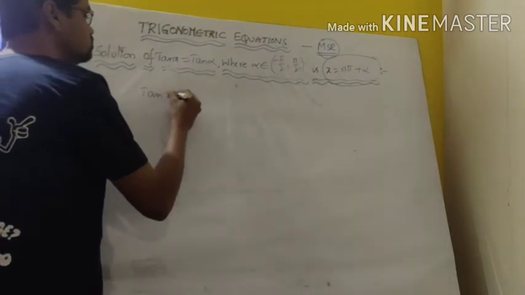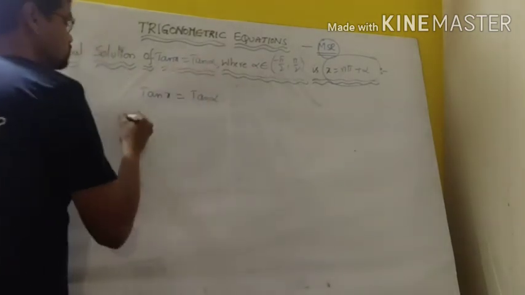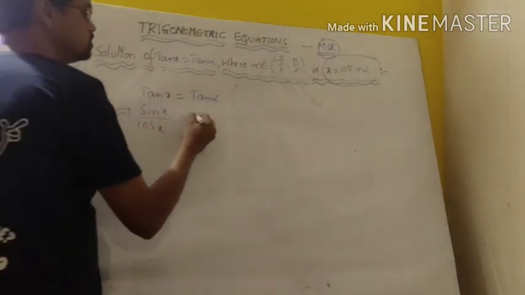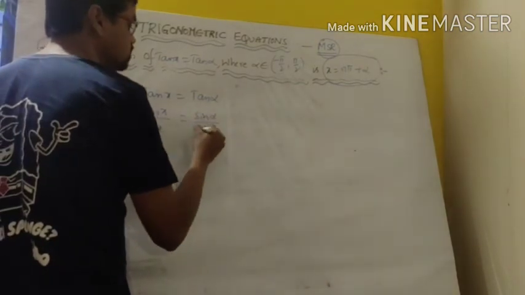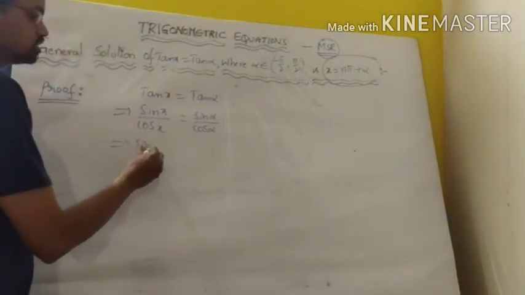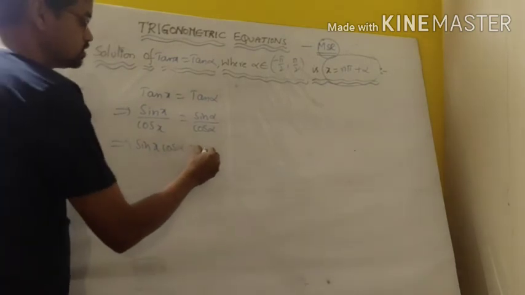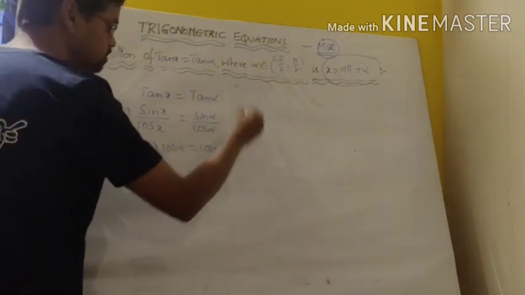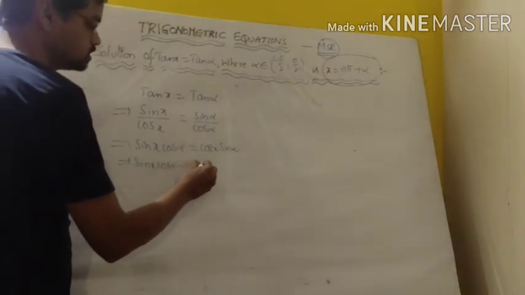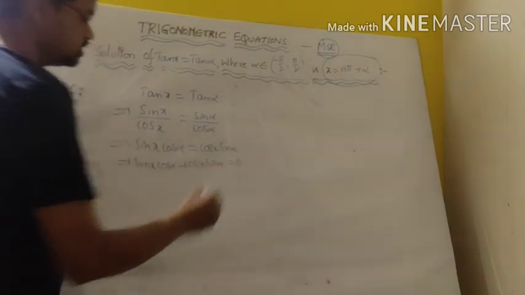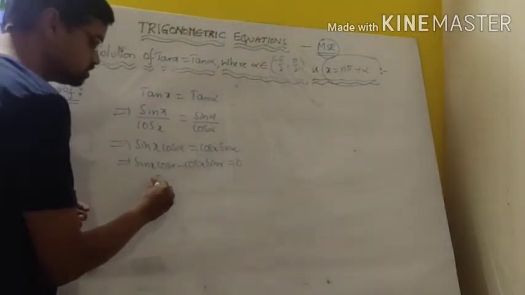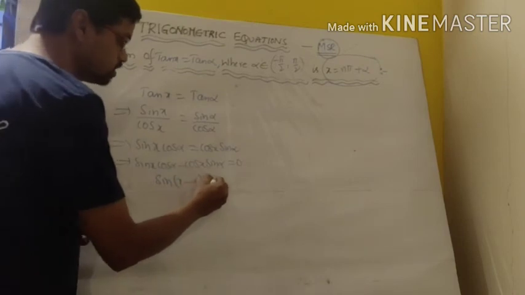Now the proof. Tan x equals tan alpha. Tan x can be written as sin x by cos x, which equals tan alpha, written as sin alpha by cos alpha. This is a very easy proof. Cross multiplying, sin x into cos alpha equals cos x into sin alpha. That is sin x cos alpha minus cos x sin alpha equals 0. That is sin A cos B minus cos A sin B, which is sin of (A minus B). So sin of (x minus alpha) equals 0.